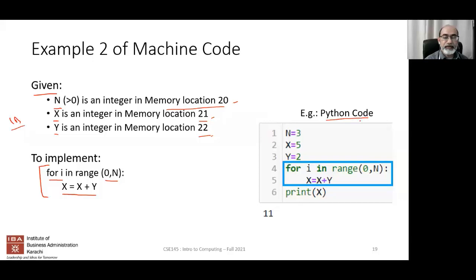We're declaring n is equal to 3, for example, initially, making x is equal to 5, y is equal to 2. And this block of code over here, which is simply 2 lines, for i in range 0, n, we want to do x is equal to x plus y. We're not going to do this print statement, but we're simply going to try to implement this blue box inside our machine code, okay? So let's see how we can do that.